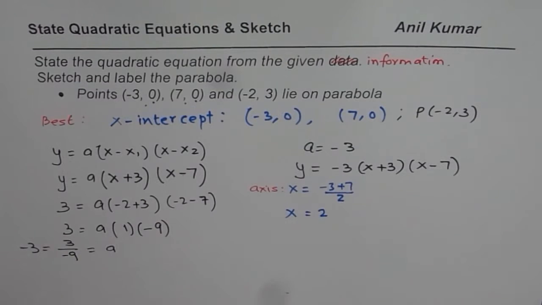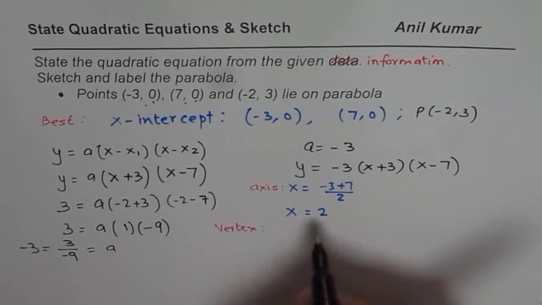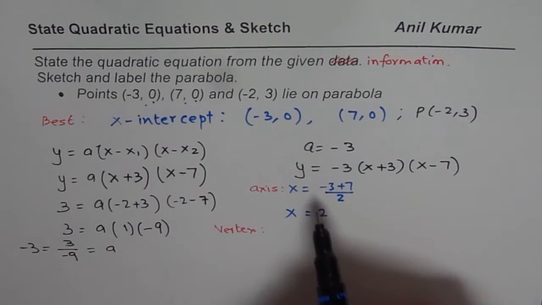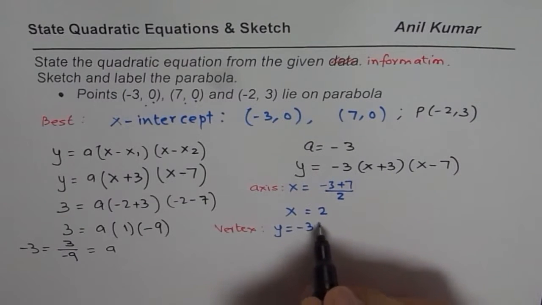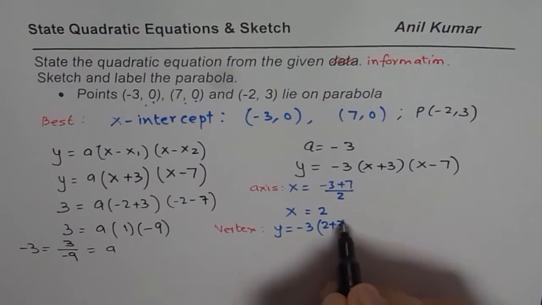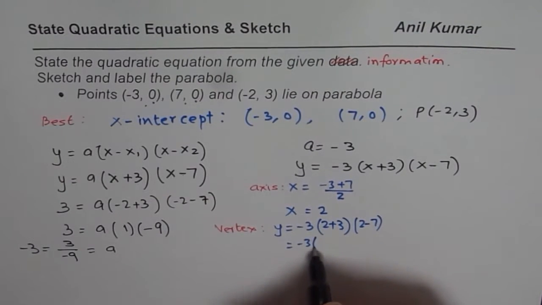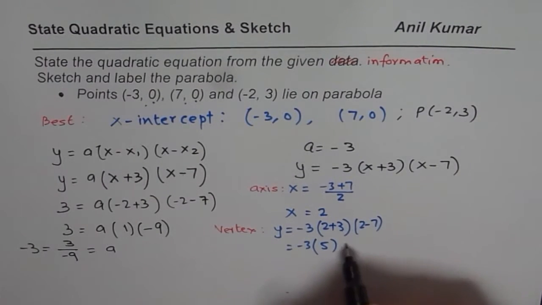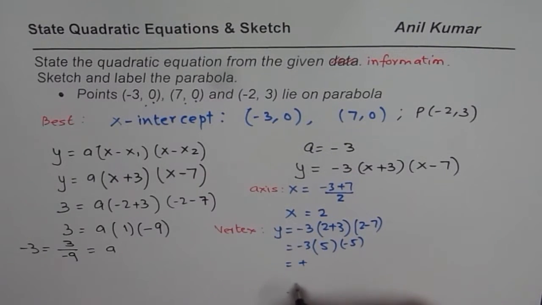We can now find the vertex. The vertex will always be on the axis, so you can substitute 2 here and find the value of y. So we have y equals minus 1/3 times (2 plus 3) times (2 minus 7), which is minus 1/3 times 5 times minus 5. That is a positive value, 2 negatives. 25 times 1/3 gives the vertex value.